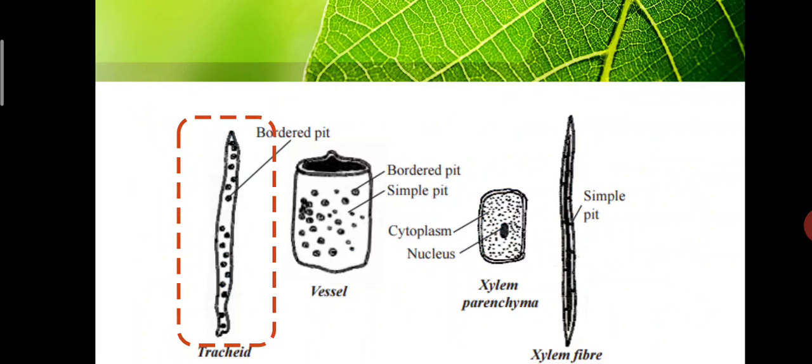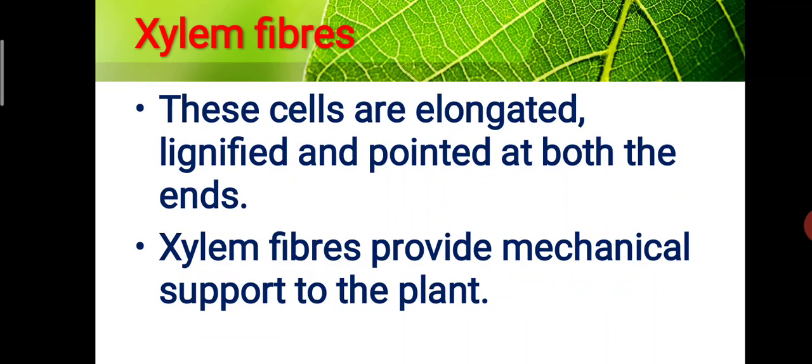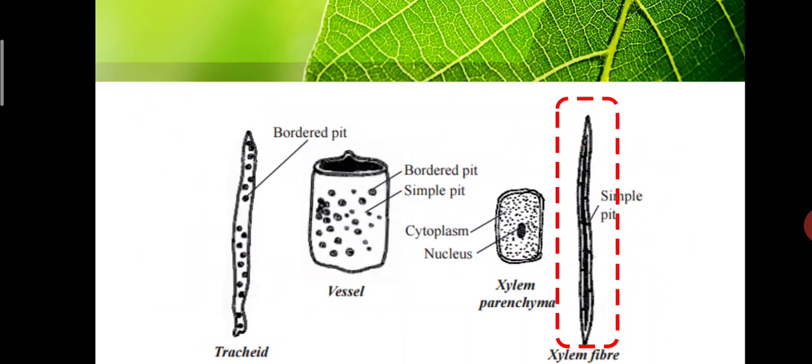So you can see the tracheid here. This is how the tracheid looks, the highlighted one. Next we have xylem fibers. They are also elongated, lignified and pointed at both the ends. They also provide mechanical support to the plant. So you can see the fiber here with the pointed end.